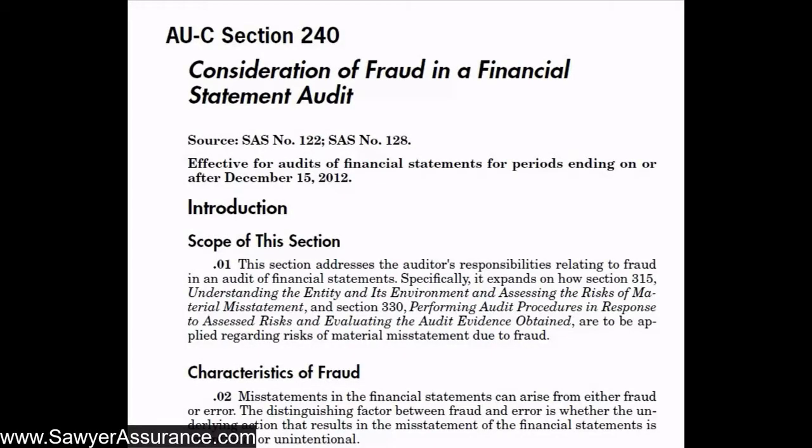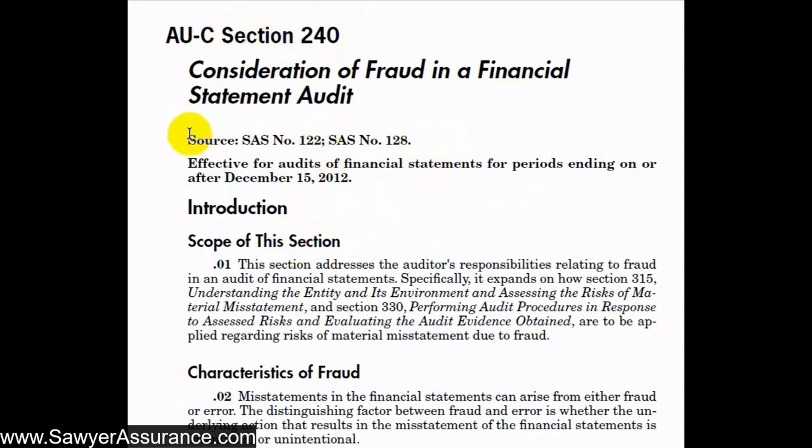Okay, so for this video series, we're diving into AUC Section 240 that discusses the consideration of fraud in a financial statement audit. This AUC Section 240 is one of the longest sections in GAAS, and we'll go through each of the parts of it here. But first, for this video, we want to understand the scope of this AUC section.